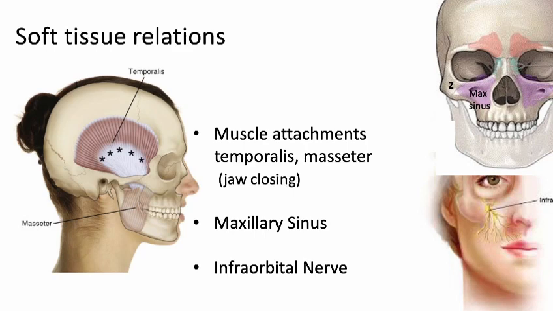Before I move on to the clinical aspects, I want to introduce a few soft tissue structures which will make you understand the clinical features better. Remember, 2 muscles are attached to ZMC, masseter and temporalis, both of which are jaw closing muscles. Then you have the maxillary sinus closely related to the zygoma and the infraorbital nerve coming out of the infraorbital foramen which supplies the lower eyelid, lateral wall of the nose and the upper lip.